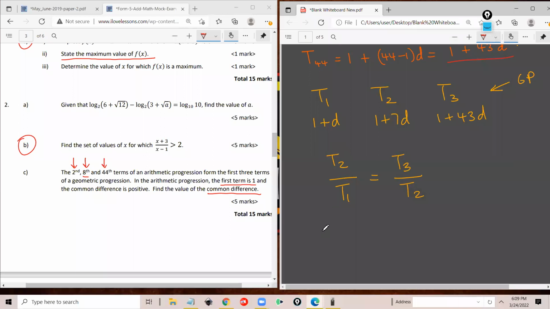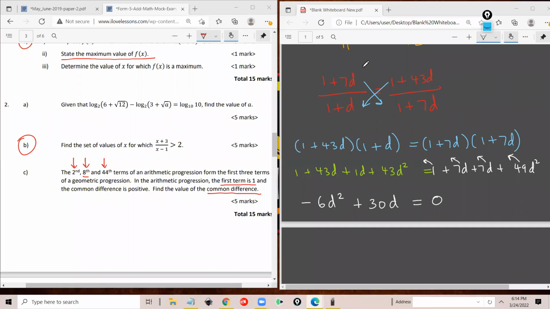So T2 is how much? 1 plus 7d. T1 is 1 plus d. T3 is 1 plus 43d. And T2 is 1 plus 7d. You just have to cross multiply. And when you cross multiply, you'll get a quadratic. Solve the quadratic. Then that is all it was. Right, so I didn't see it while I was reading the question. It's only while I was doing the question that I figured out what was going on.